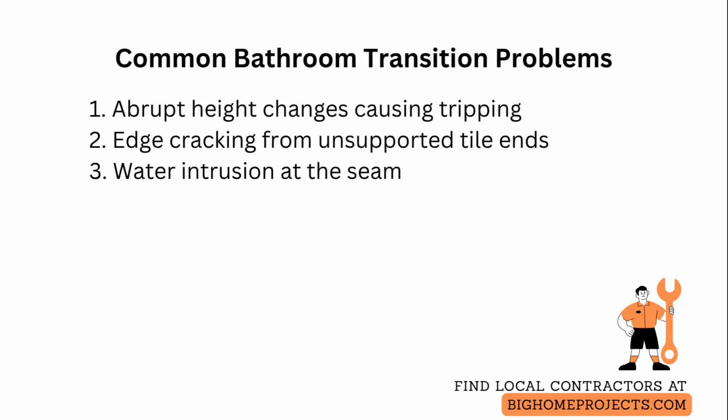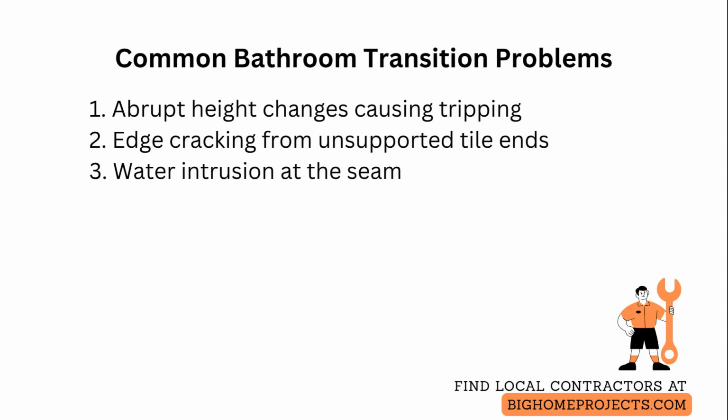3 common problems are tripping hazards from abrupt height changes, edge cracking and tile breakage where the tile ends without support, and water intrusion at the seam. For tripping hazards, lower the tile installation height by 1/8 to 1/4 inch if possible, or use a gentle sloping reducer to create a ramp. Secure the transition piece firmly to the subfloor so it cannot wobble.